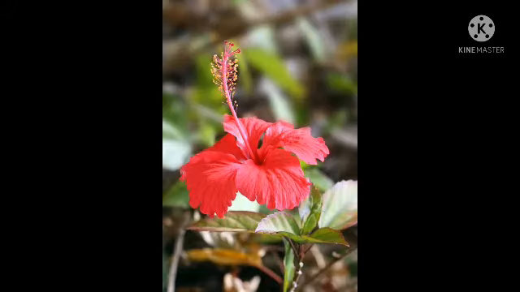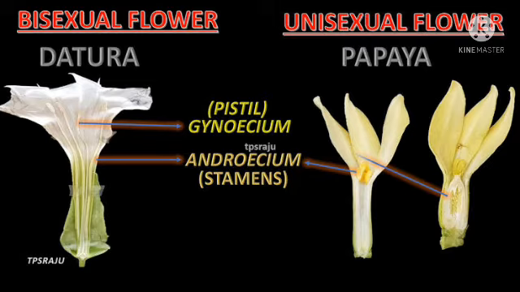The flowers may be bisexual, that is having both stamens and carpels. For example, mustard and hibiscus. The flower may be unisexual, that is having either stamens or carpels. For example, papaya and watermelon.